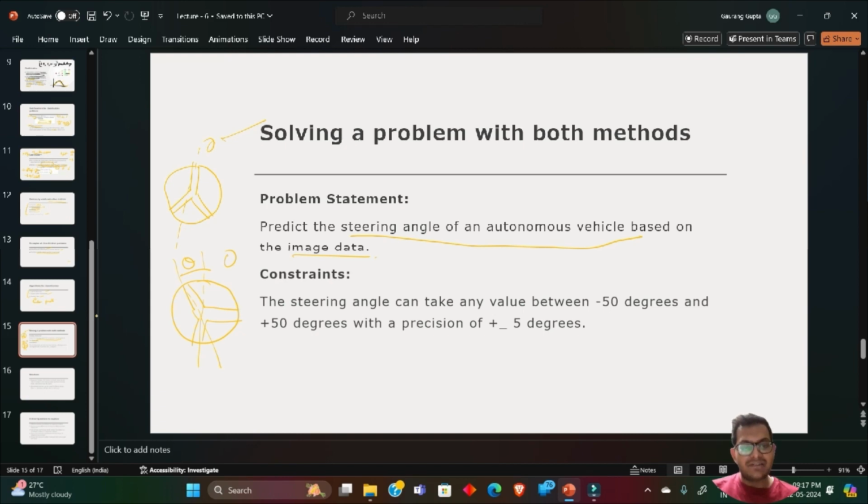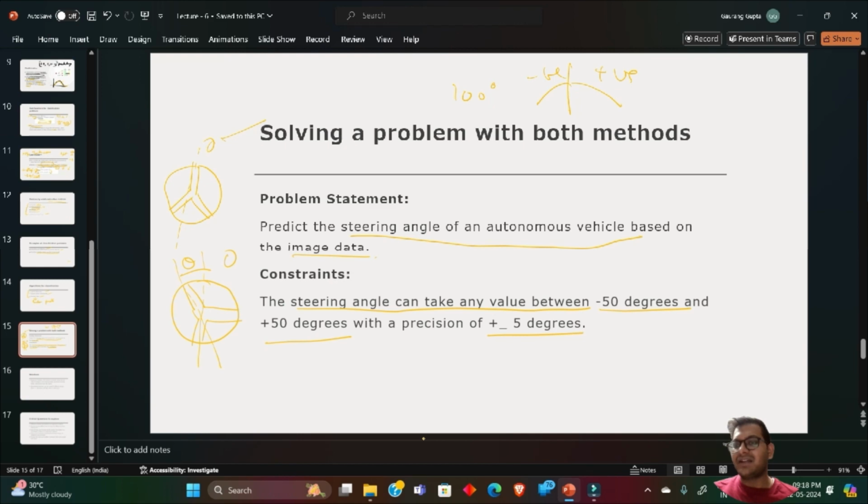And there are some constraints. The constraint is that the steering angle can take any value between minus 50 degrees and plus 50 degrees with a precision of plus minus 5 degrees. What it says is that the steering can move about 100 degrees total, with 50 degrees to the left and 50 degrees to the right. We have taken right as positive and left as negative. And one more thing is that there is a precision of plus minus 5 degrees.